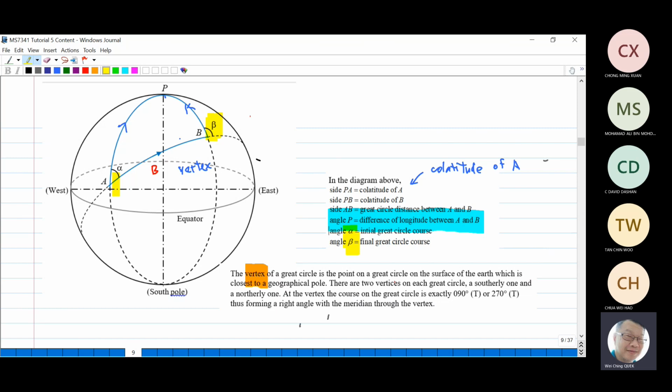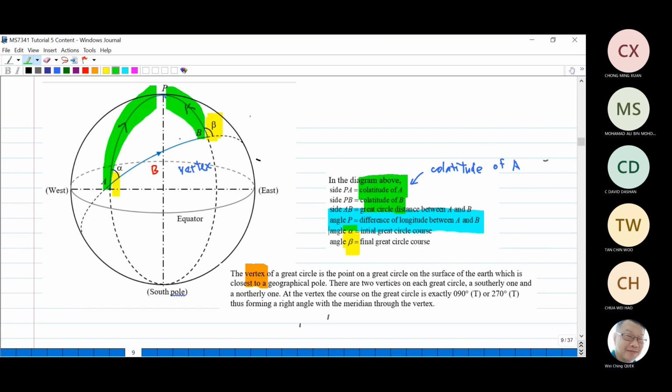I'm going to explain to you what is PA now. PA is the distance from the A to the North Pole. So we call it co-latitude A. Co-latitude A is actually the distance from the North Pole to the point A, so I use a green color here. PA, right? How about PB? We also call another one PB, co-latitude B. This is a definition.